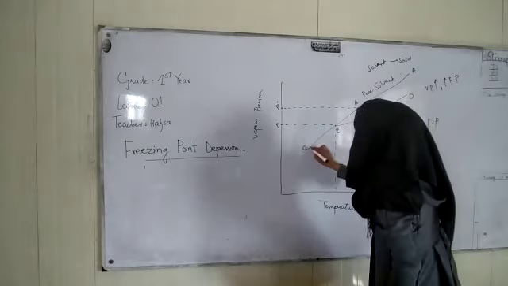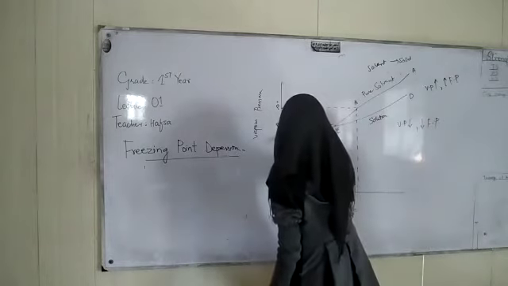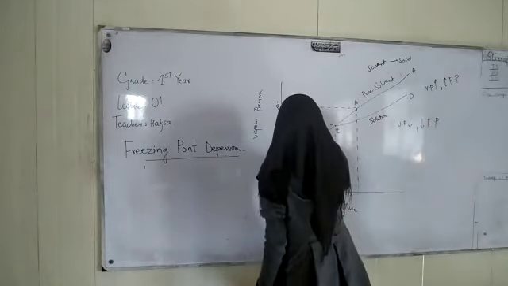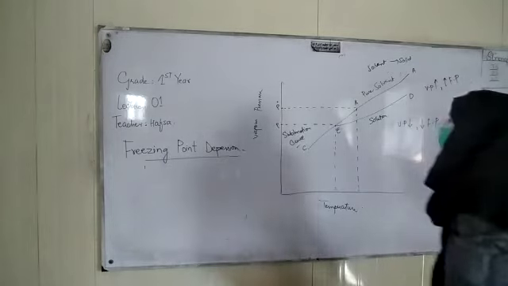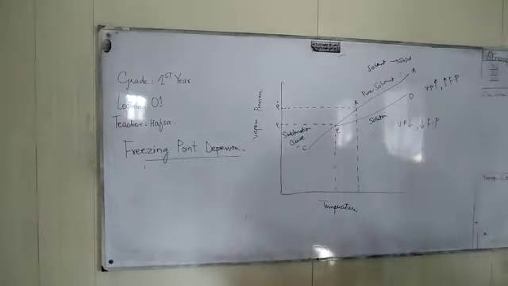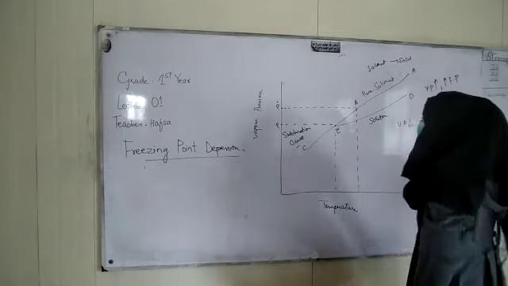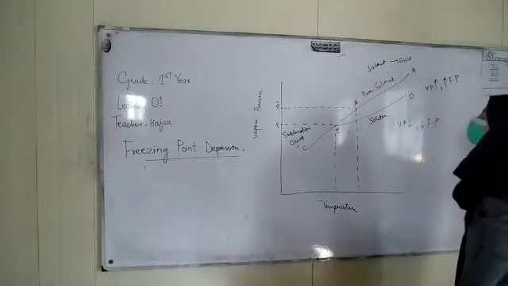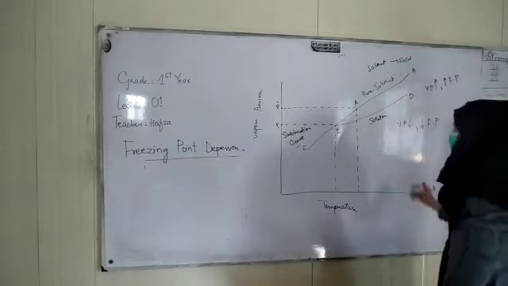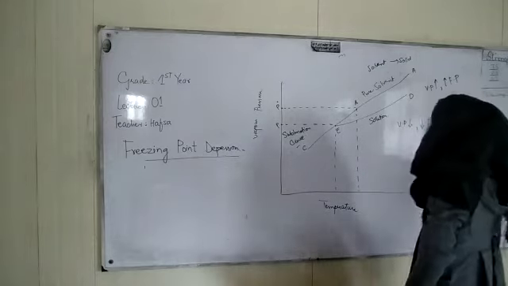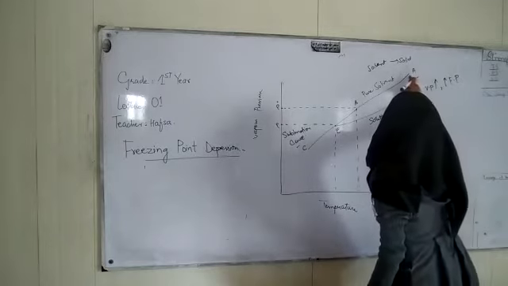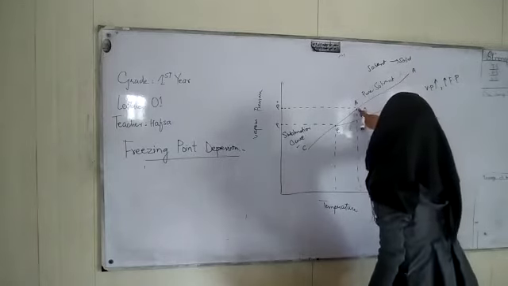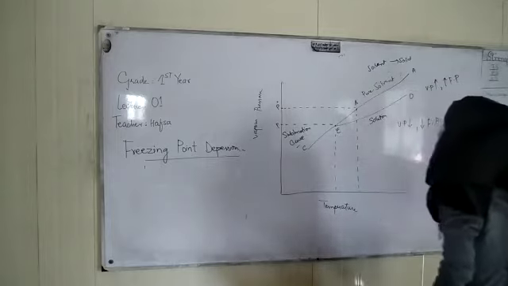What is this? BC. This is actually the sublimation curve. Sublimation is a process in which a solid converts to gas directly without being converted into liquid. This curve AB shows an increase in freezing point.